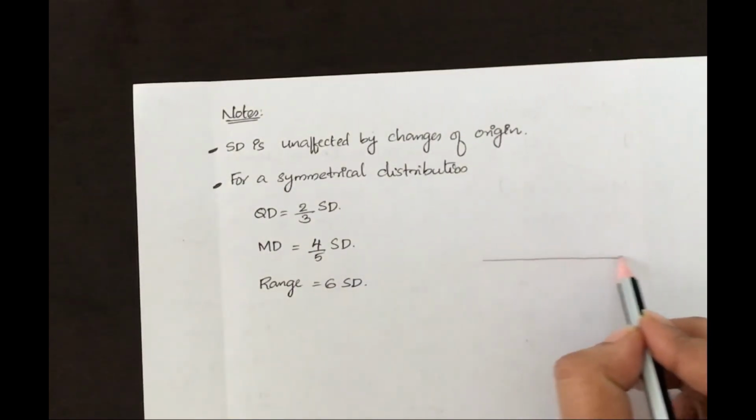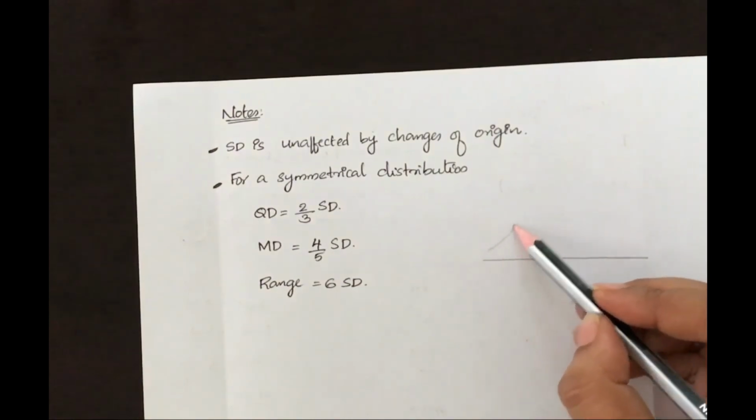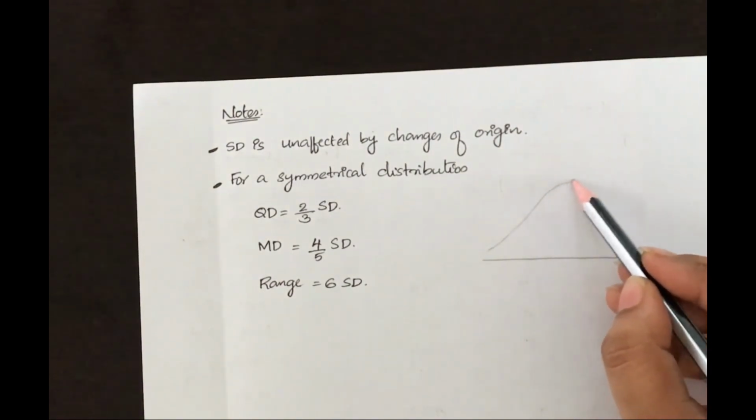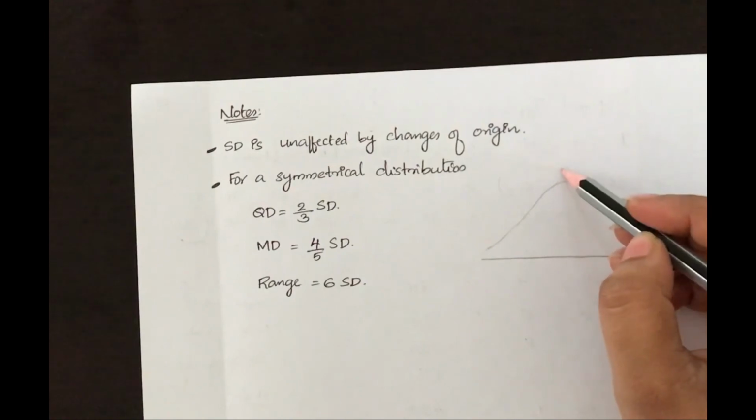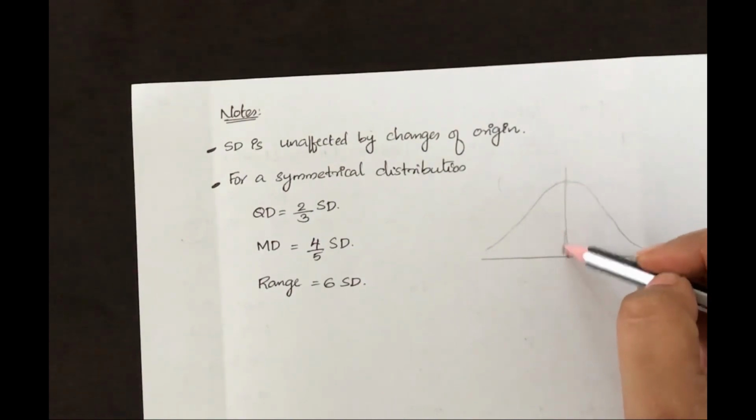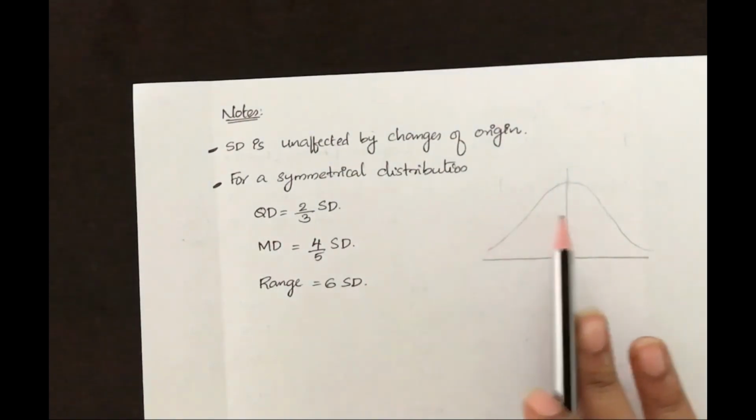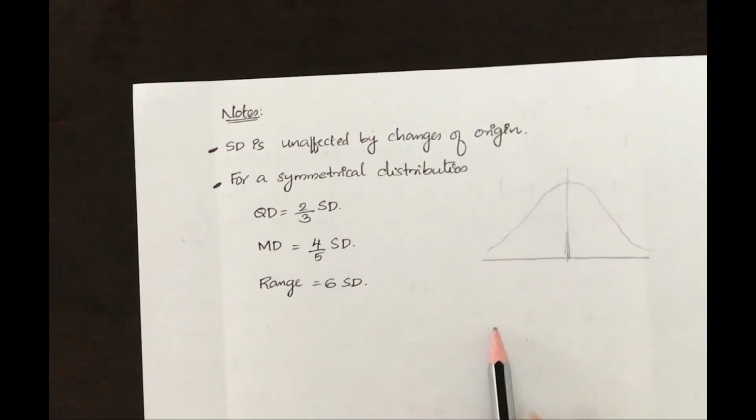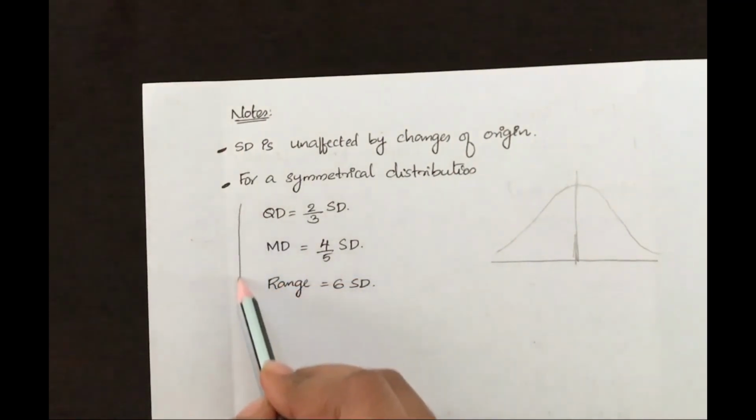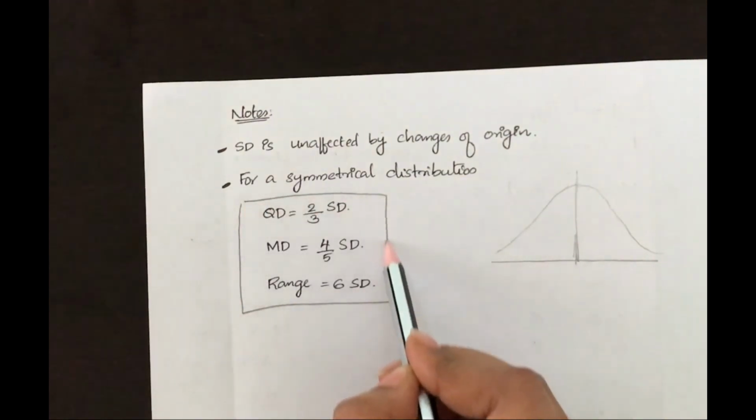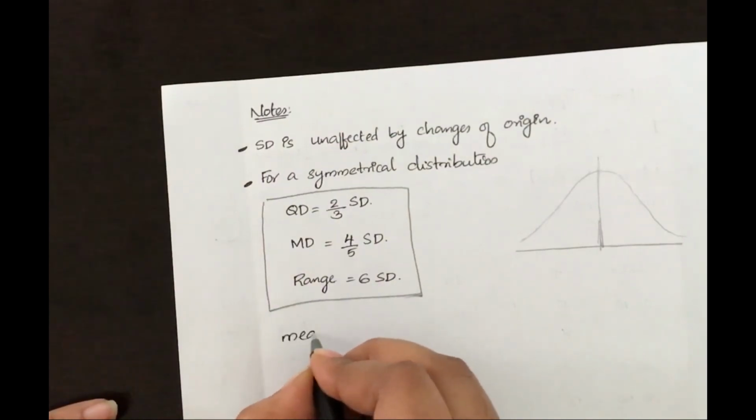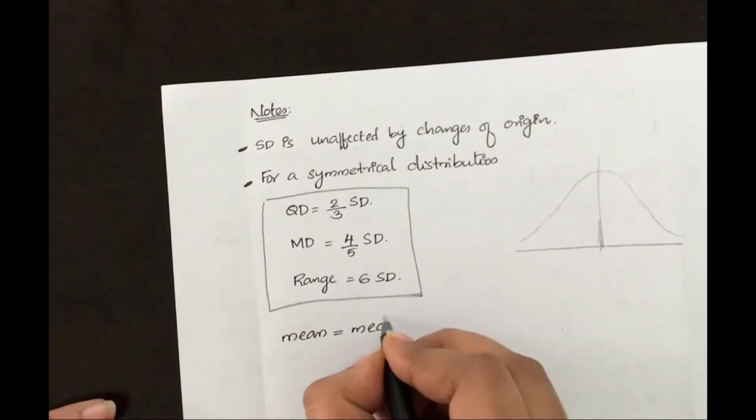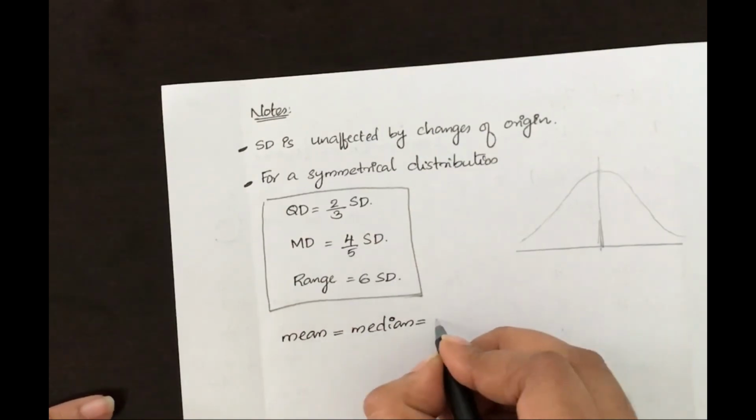Symmetrical distribution means when we plot the frequency, it will look like a bell shaped curve. That is, it will be symmetrical about its average. If this is the average, the left side portion is symmetrical to the right side portion. So this is only for symmetrical distribution. And also one more relationship: for a symmetrical distribution, mean is equal to median is equal to mode.